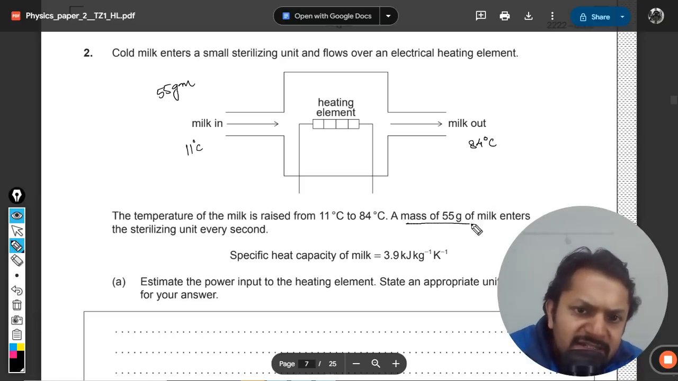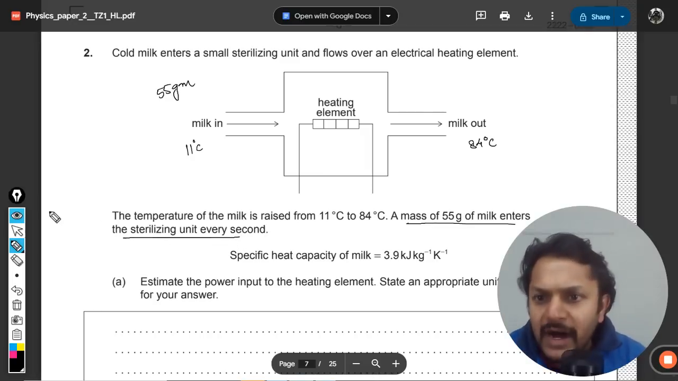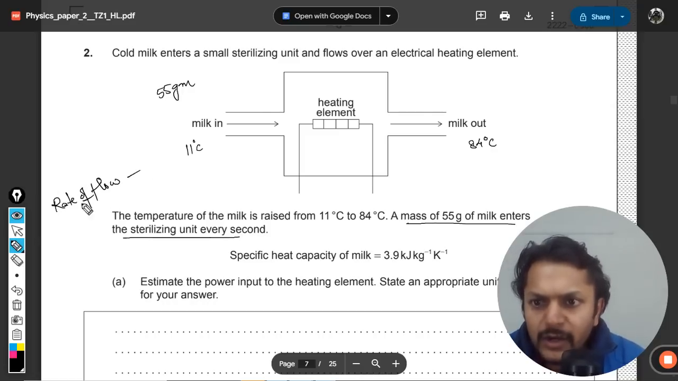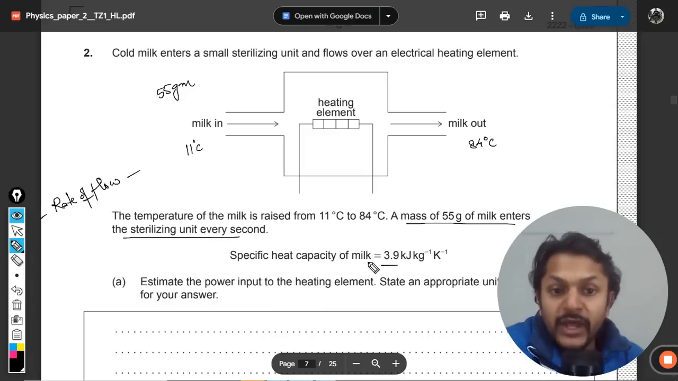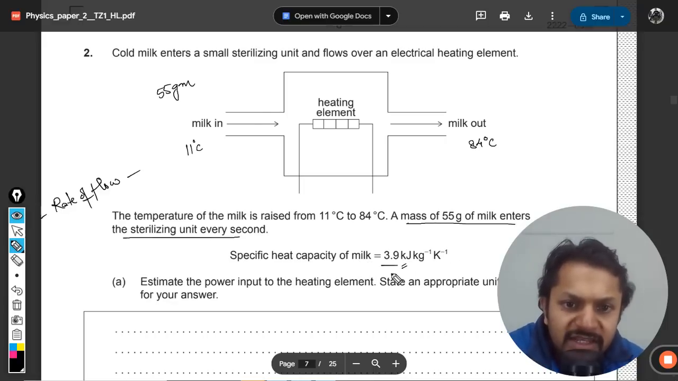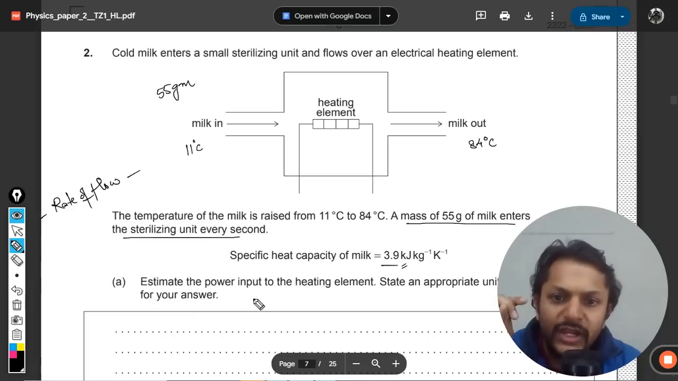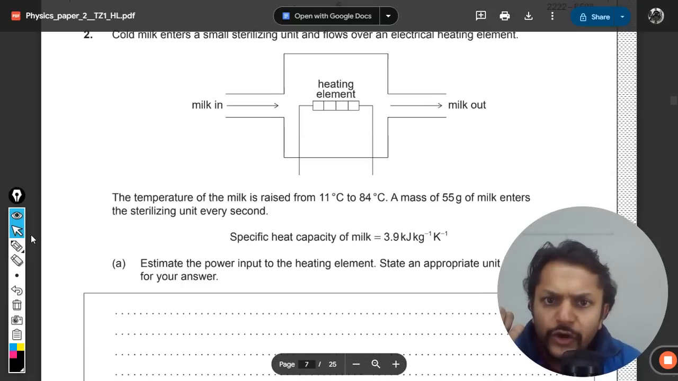So this is another way of telling you the rate of flow of mass. So be very careful, the rate of flow is given. Okay. Specific heat capacity of the milk is also given, which is 3.9 kilojoule per kg Kelvin, and all the units are SI. The only thing is that kilo has to be converted into thousand. Estimate the power input to the heating element. State an appropriate unit for your answer.